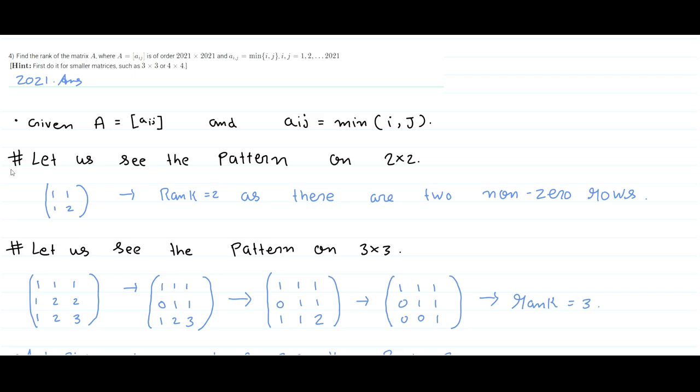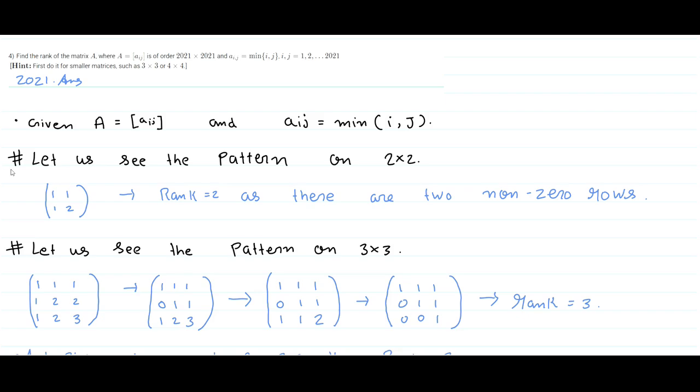The best way to solve this question is to observe the patterns from lower order square matrices where each element or entry is the minimum of row or column number. So let us first see the pattern, or what will be the rank of a 2 cross 2 square matrix where each element is the minimum of its row or column number.